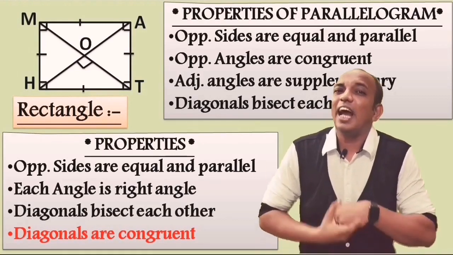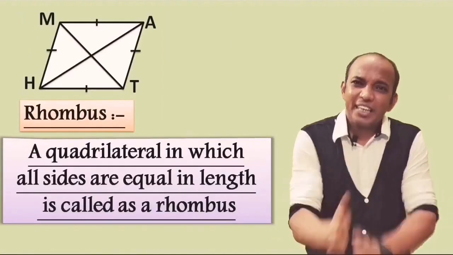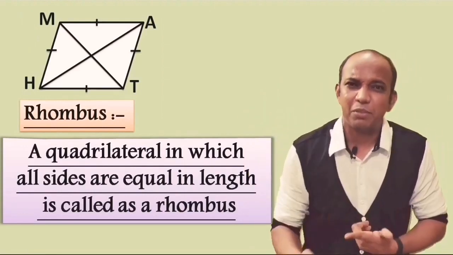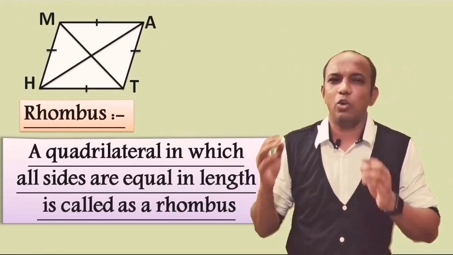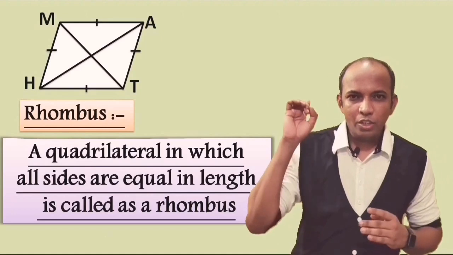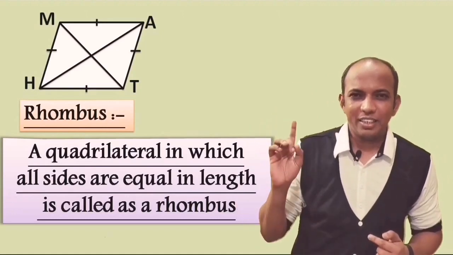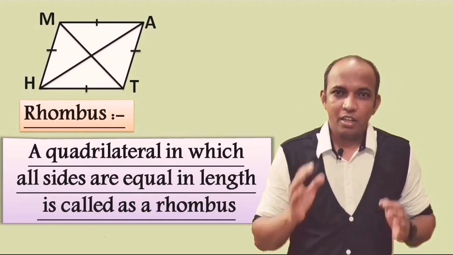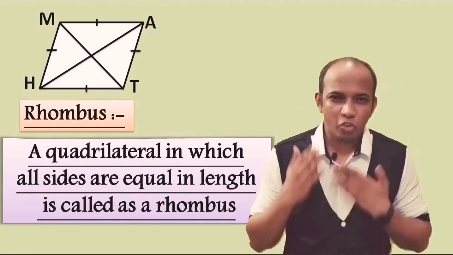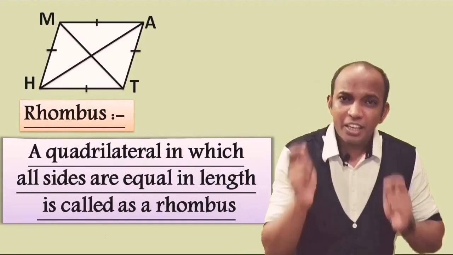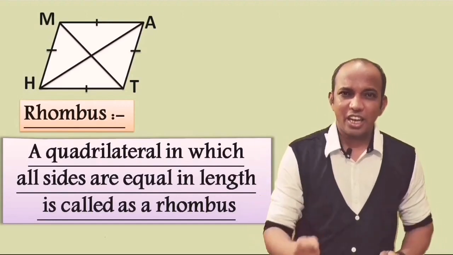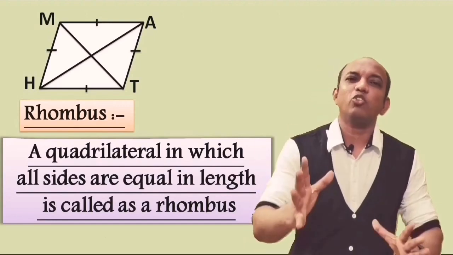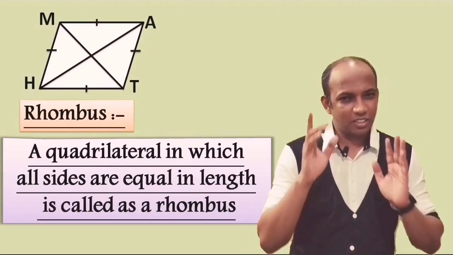Here we go with the next diagram on the screen, and that is rhombus. For better understanding, again the naming is kept the same, that is MATH. In a rhombus, if you observe, each side is given the same mark. That means every side is equal in length. So what does the definition of rhombus say? If in a quadrilateral each side is equal in measure, then that quadrilateral is called a rhombus.